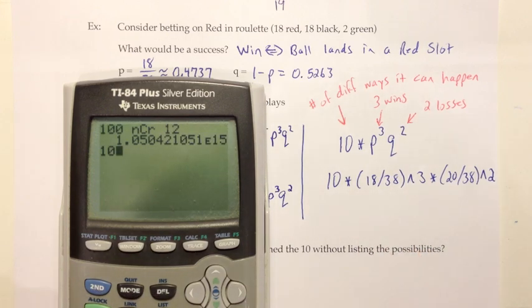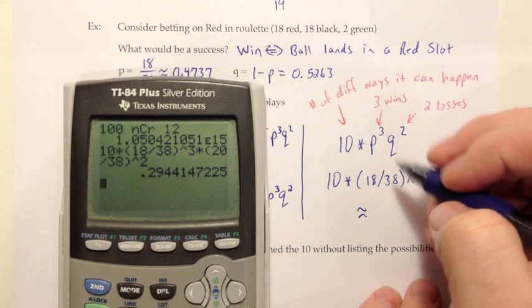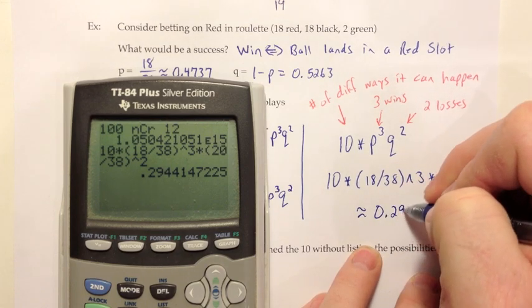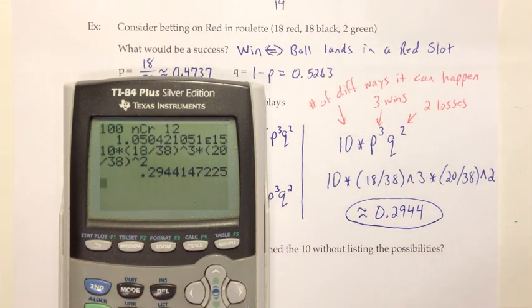So 10 times parentheses 18 over 38. That needs to be in parentheses before we raise it to the power. Otherwise you would just end up raising the denominator to the third. And then times 20 over 38, also raised to the second power. And then what do we get there? Approximately 0.2944. So we've just computed the probability that if you played roulette 5 times, betting on red every time, that you would end up winning 3 of them, and it's about a 29.5% chance.